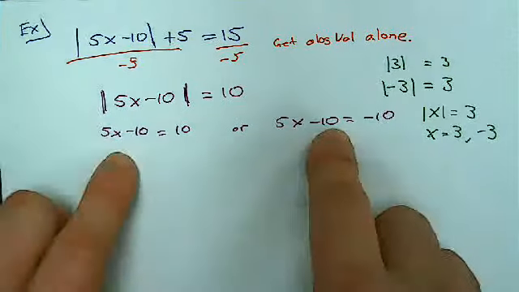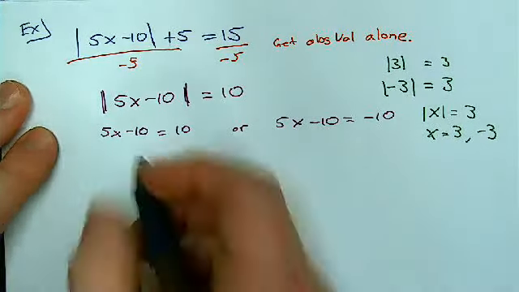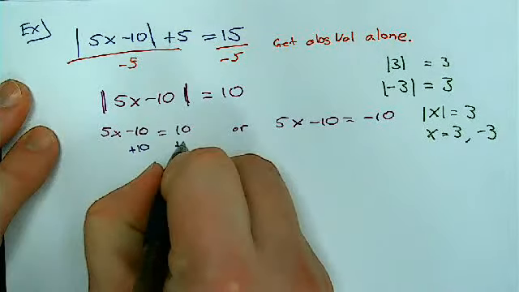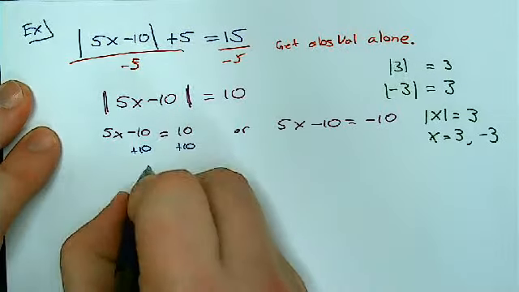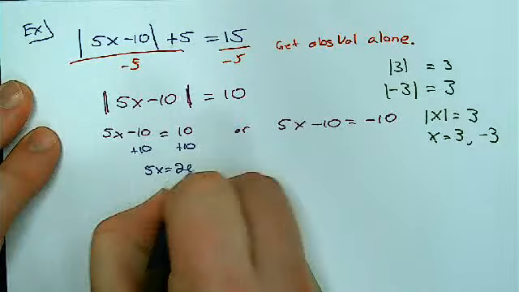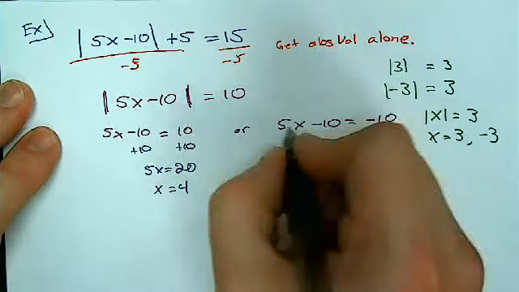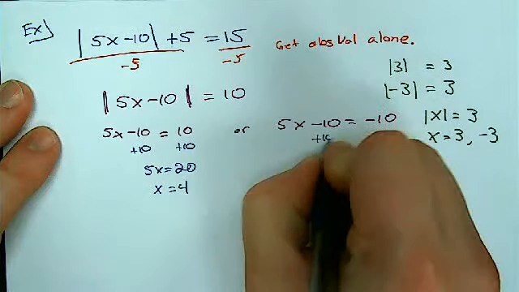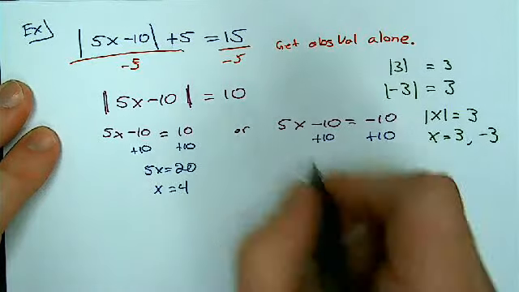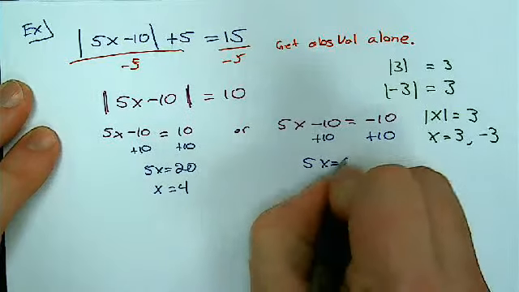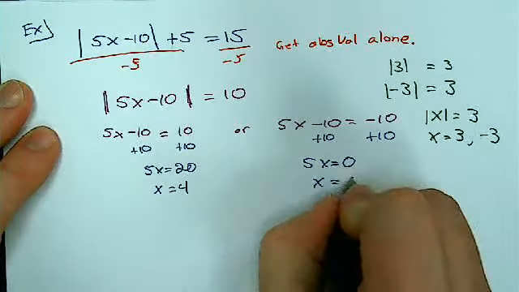So now that I've got that, I can go ahead and add 10 to both sides. So 5x is equal to 20, where x is 4. If I tackle this one, add 10 to both sides, I get 5x is equal to 0, or x is 0.